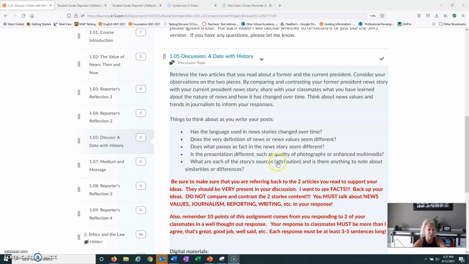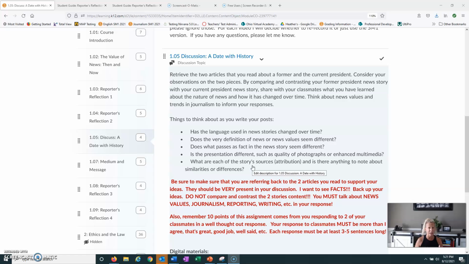So is the presentation different, such as quality of photography, or enhanced multimedia? Obviously, we're in a way different age right now than we were 20 years ago. Multimedia is going to be completely different and way more enhanced in the 2020s than in the 2000s, right? So it's definitely going to be different. And then what is each story's attribution, and is there anything to know about similarities or differences? And again, we're not talking about the presidents, we're talking about the stories and how they were written, right?